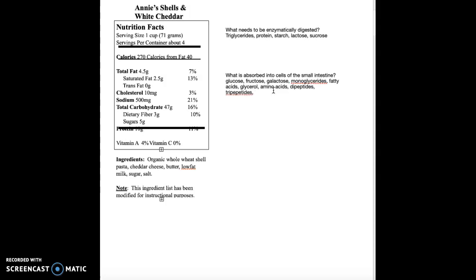One other lipid that's present in the dairy fat is going to be cholesterol. It doesn't need to be enzymatically digested, but it is absorbed and it will be packaged into those chylomicrons.